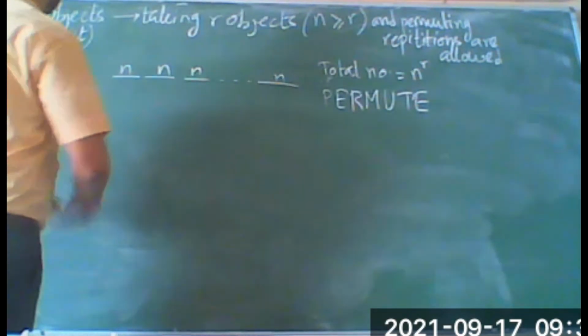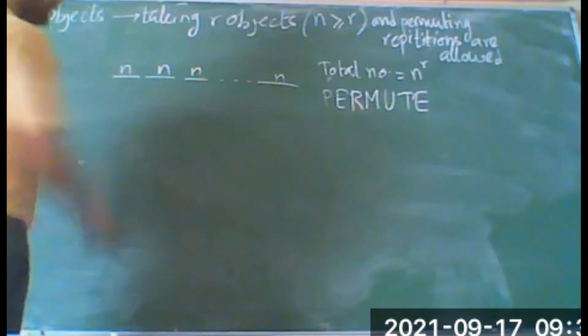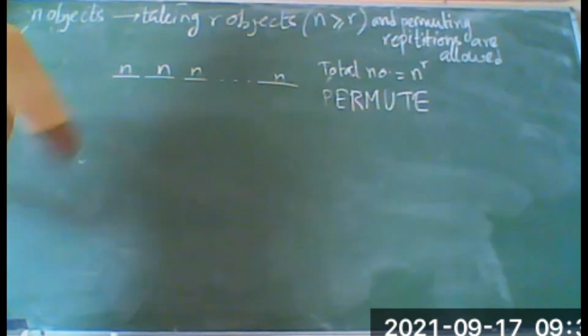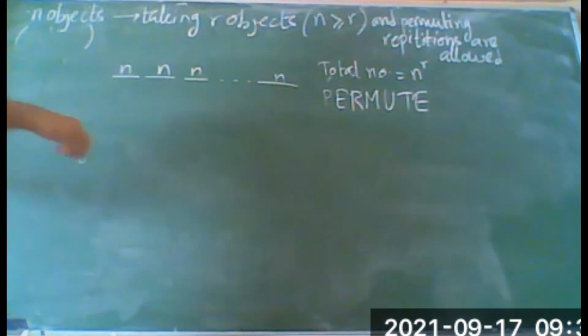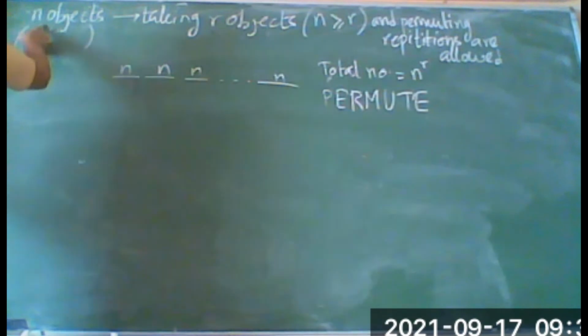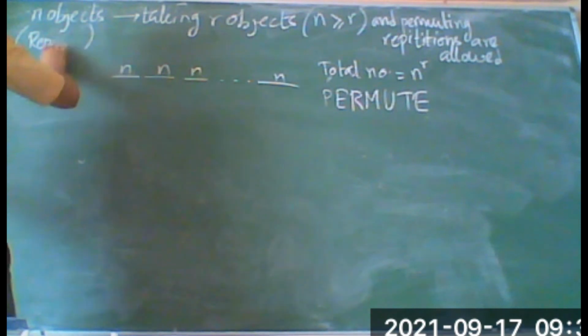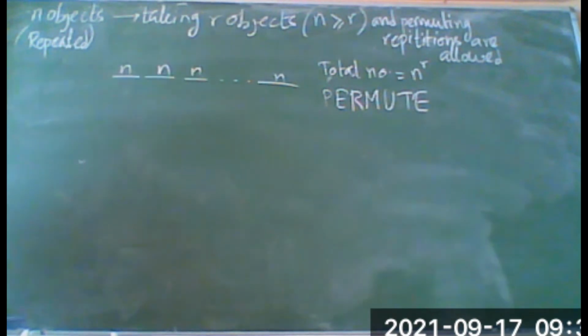Sir, will the without-repetition case remain unchanged and the with-repetition case change? No, it is not like that. I'm saying these n objects were distinct. Now these may be repeated. So what will be the case then?